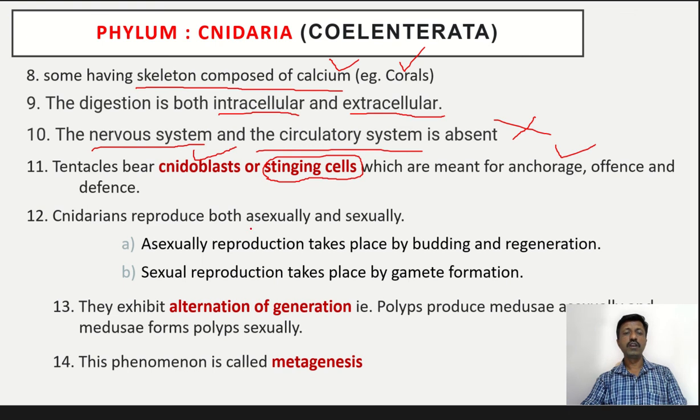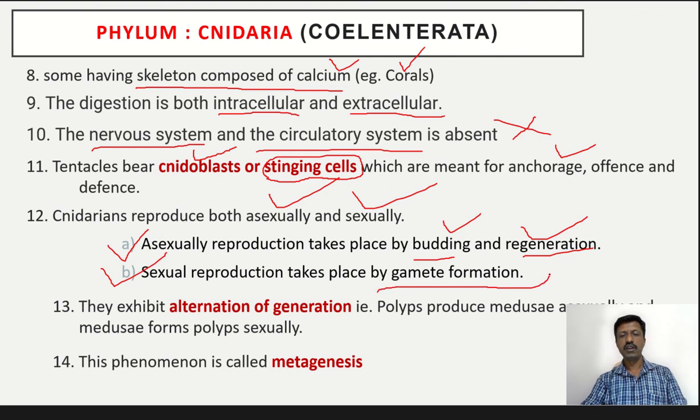This group reproduces both asexually and sexually. Asexual reproduction takes place by budding and regeneration, and sexual reproduction takes place with the help of gamete formation. Gametes are formed at the time of sexual reproduction.